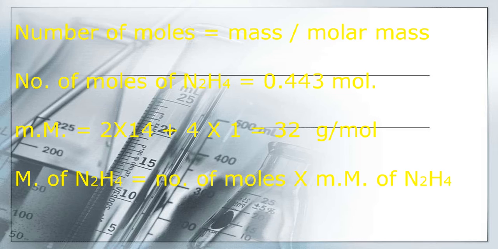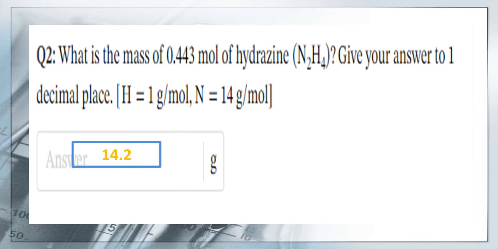And the mass of hydrazine here equals the number of moles times its molar mass. We have the number of moles, 0.443, times its molar mass that we have reached, 32. Okay, it will give 14.176 gram. So the right answer of our question number 2 is, by approximation, 14.2 gram.